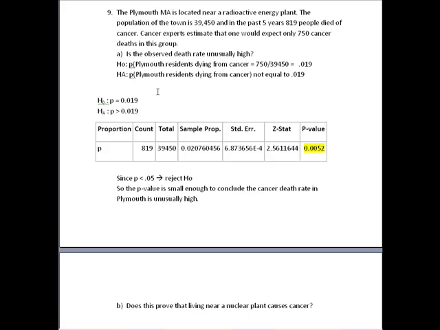So we're going to put this through StatCrunch. The number of successes, or the number of cancer deaths, was 819 out of 39,450. A greater than alternative. Our p-value is small. It's 0.0052, which is less than 0.05. So we reject the null hypothesis. So this p-value is small enough to conclude that the cancer rate in Plymouth is unusually high.